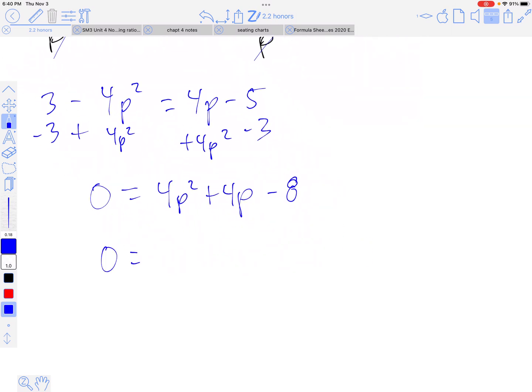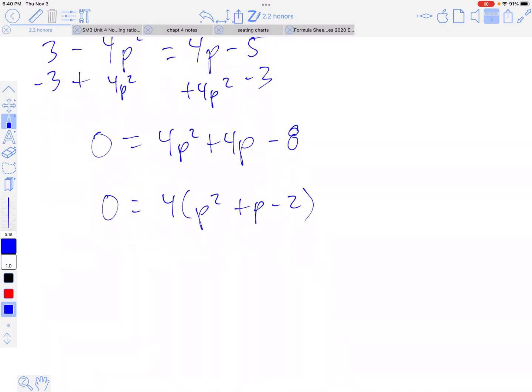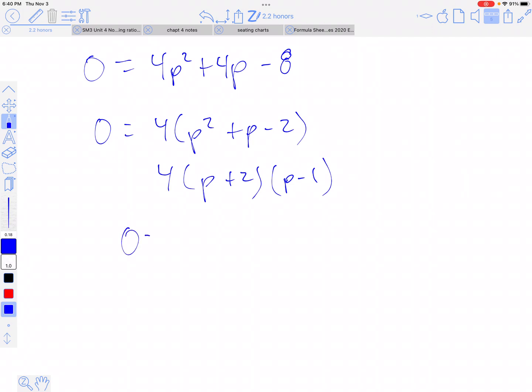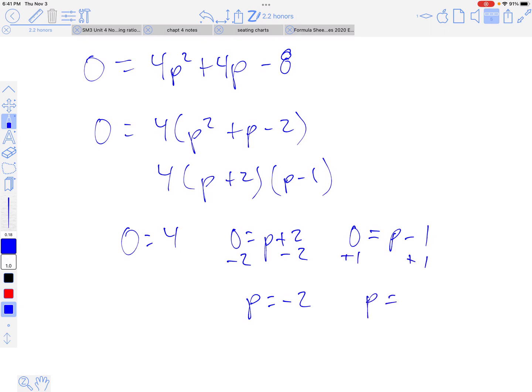And I notice I can pull out a 4, a GCF of 4. And then I have to think what multiplies to give me negative 2 but adds to give me 1. Because my a is 1, I can use the shortcut. So I have 4 times p plus 2, p minus 1. And use the zero product property on each factor. And then solve. So p equals negative 2, p equals 1.